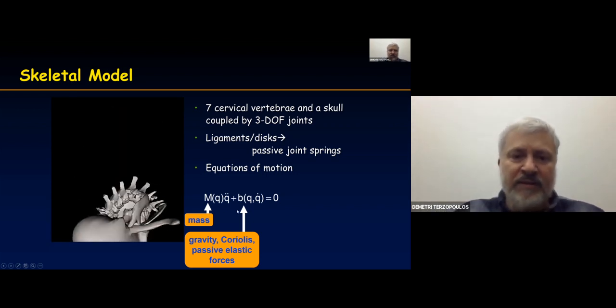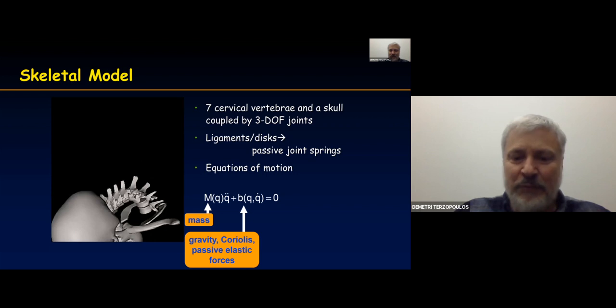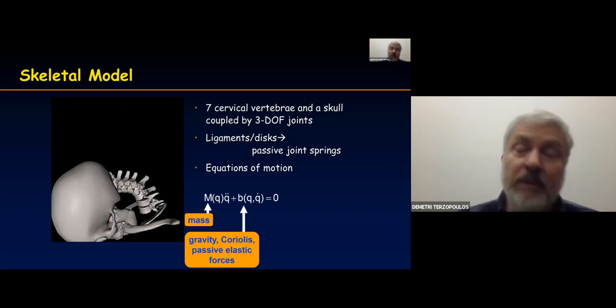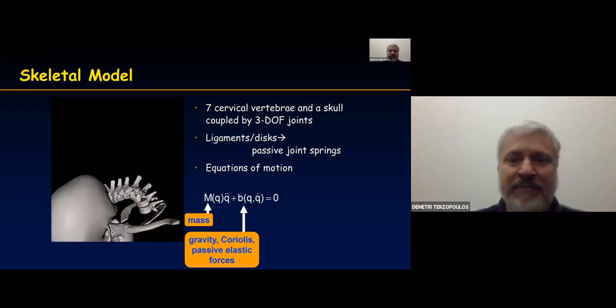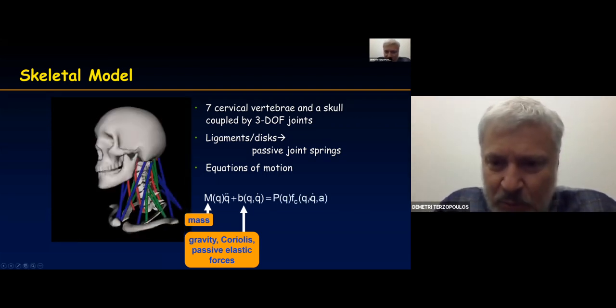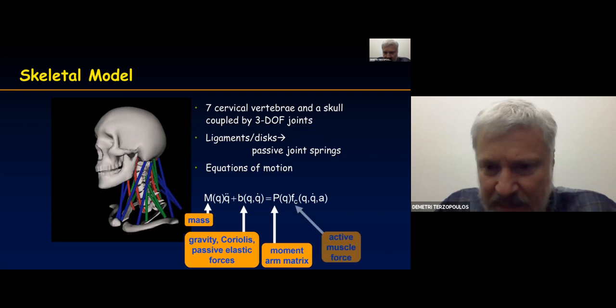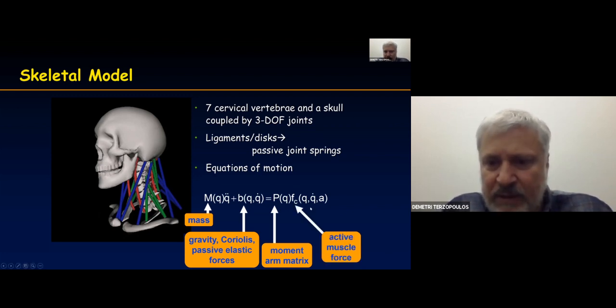And if you turn on the simulation, of course, the whole thing collapses in gravity, just as it would. If you somehow fell asleep, your head would just collapse in gravity. And so we've got to have the muscles of the neck modeled. So here we see the muscles in our model, and I'll explain these in a little bit more detail in the next slide. There's a moment arm matrix over here, and then muscle activation forces over here.